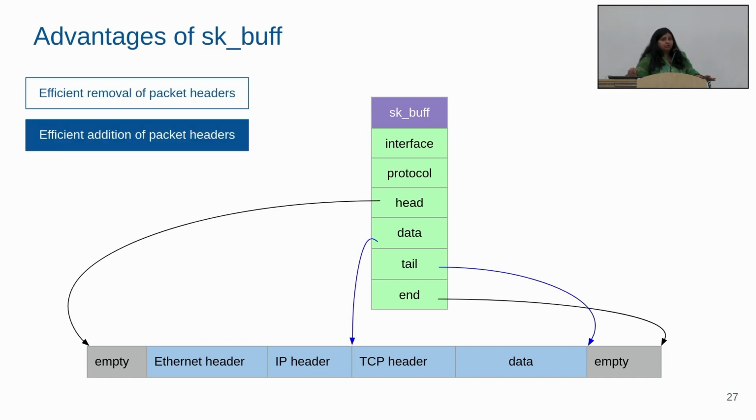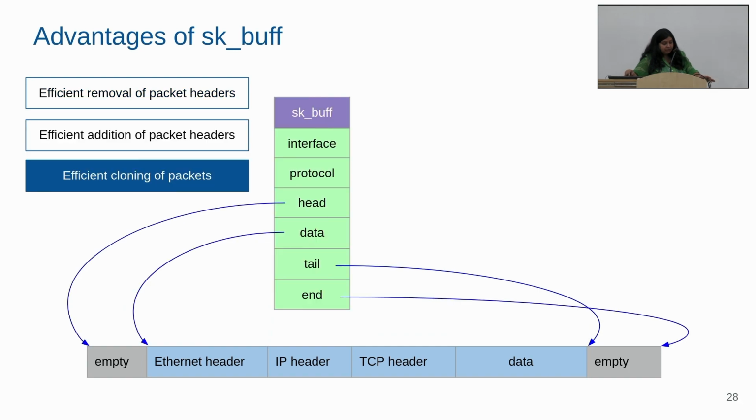Second advantage, as I talked about, is encapsulation. You may want to add an additional header in between. What you need to do is just move the pointer ahead. If I'm sending a packet and I want to add an IP header to this TCP packet, I just move the header pointer. So this data pointer will start pointing from the TCP offset to the IP offset. So it's efficient to add additional headers, and it's efficient to remove headers.